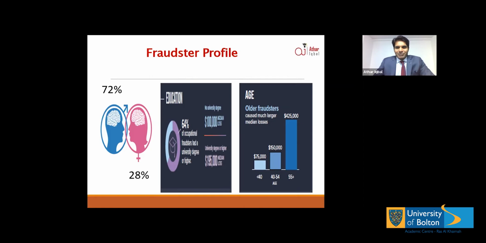Unfortunately, the average loss for each case of those fraudsters aged 55 plus, we can say, is $425,000. That's incredible. So you can imagine how the age factor is deciding, because there are a lot of factors. We will discuss why the elder guys are doing the fraud. This is also very important to understand.